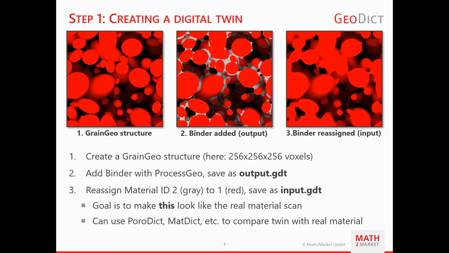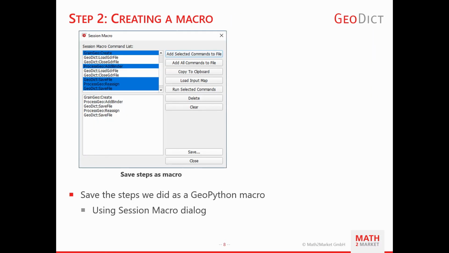During this process, of course, this final image input.gdt has to look as much as possible like the real material scan. And we can use the analysis modules such as PoroDict and MatDict to verify this by measuring, for example, porosity and comparing it with the original material. Now we have manually created a pair of input and output structures which could theoretically be used for training.